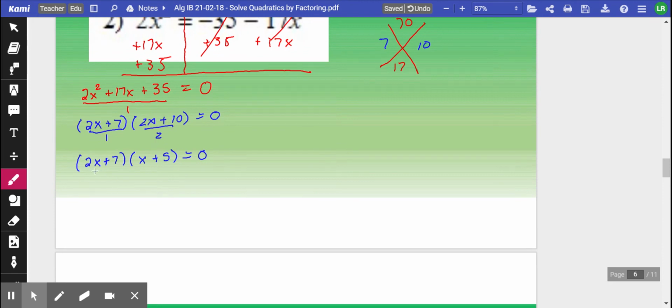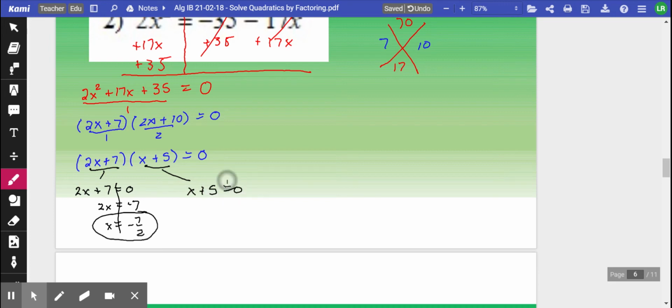Okay, so for this first one, 2x plus 7 equals 0. I subtract 7 from both sides, so that's going to give me negative 7 on the right. Divide by 2, and that's going to give me negative 7 over 2. There's one of my solutions. Okay, for the other one, x plus 5 equals 0. I just have to minus 5 from both sides, and I get negative 5. Boom. I have my two solutions. Again, the majority of these are going to have two solutions.